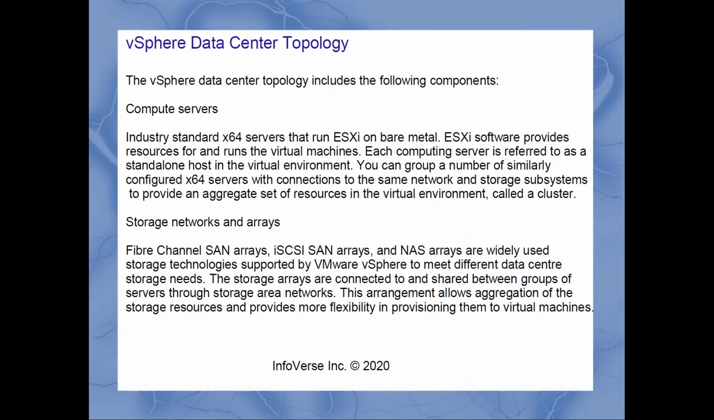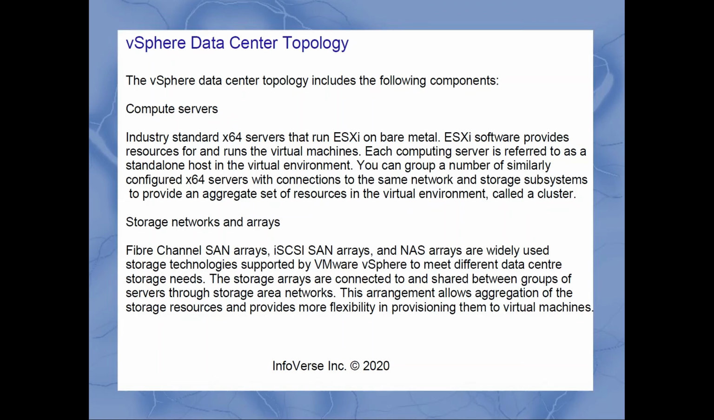So talking about the data center topology, you have compute servers and storage networks and arrays. In terms of compute servers, we have x64 servers or hardware that runs ESXi. The installation is bare metal. That means there's nothing installed on that host earlier, and ESXi is the only virtualization layer that goes on top. It's the operating system actually.